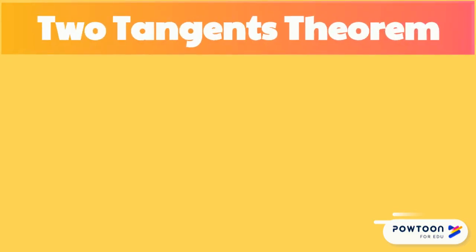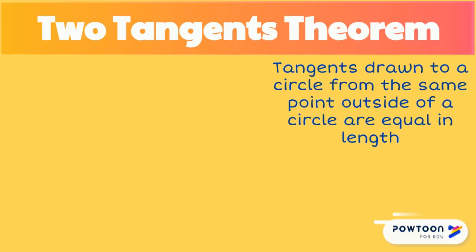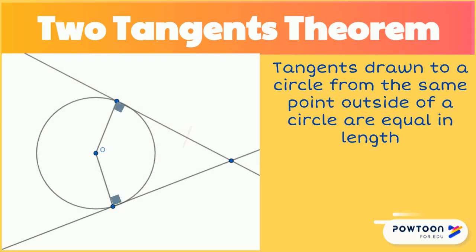The other theorem we're going to look at in this video is the two tangents theorem. It just means if two tangents are drawn to a circle from the exact same point, that their lengths are the exact same.